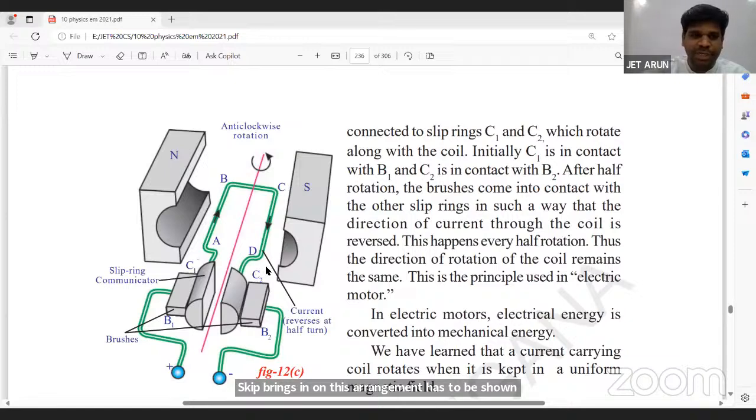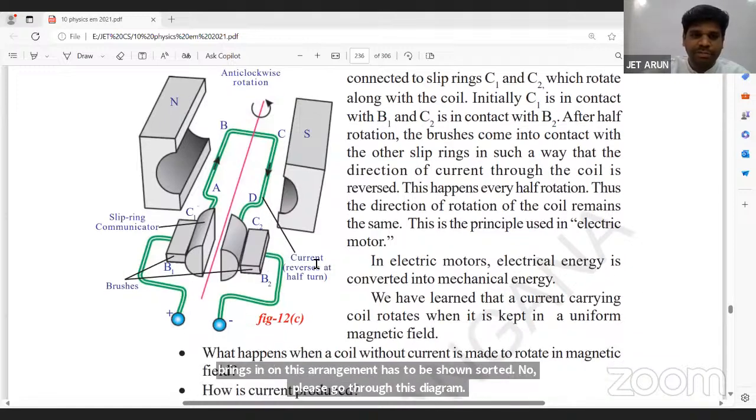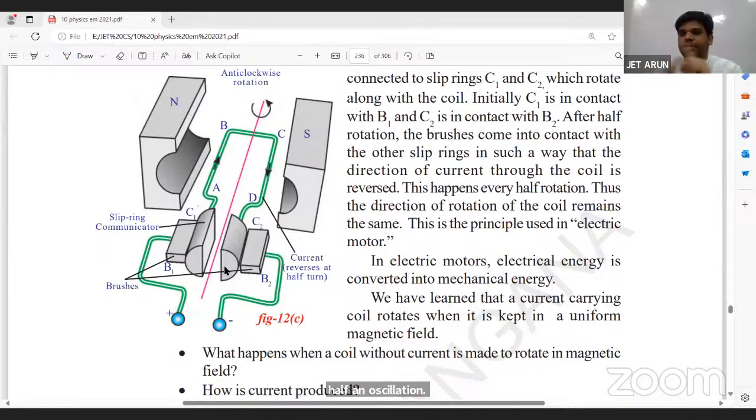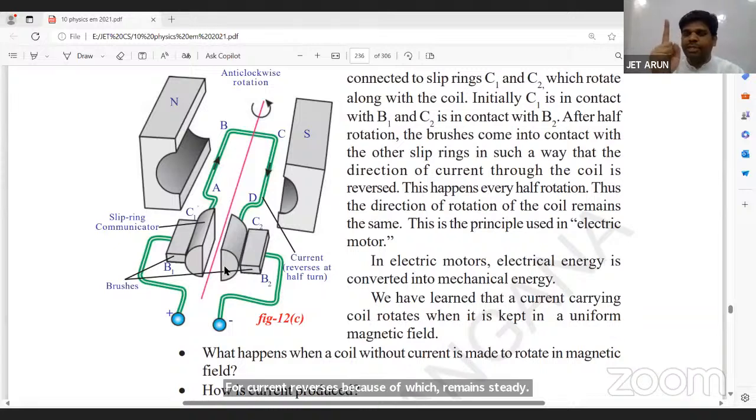Here there are slip rings and a commutator. So the current reverses every time, every half oscillation. Current reverses, because of which the torque remains steady. If the torque is in the same direction, it keeps rotating.